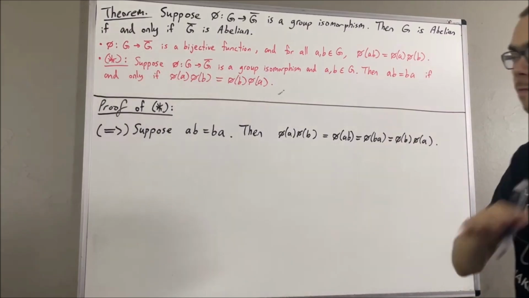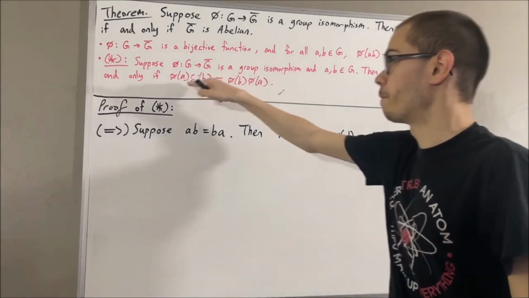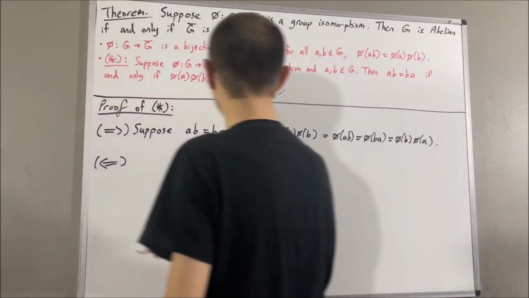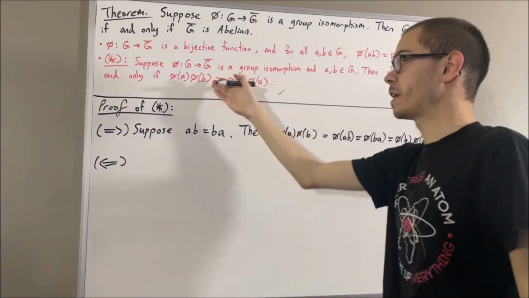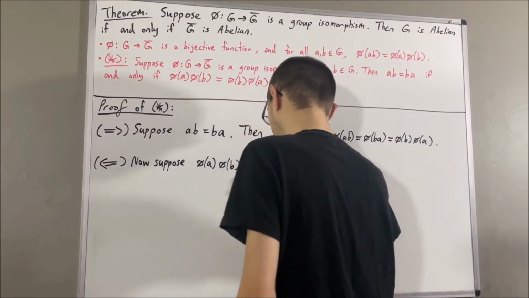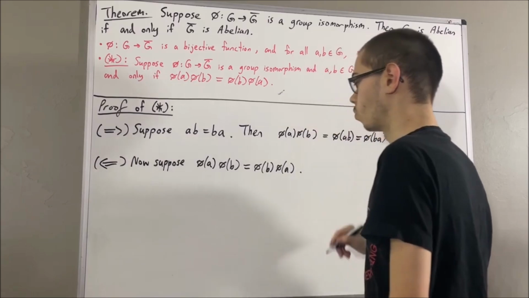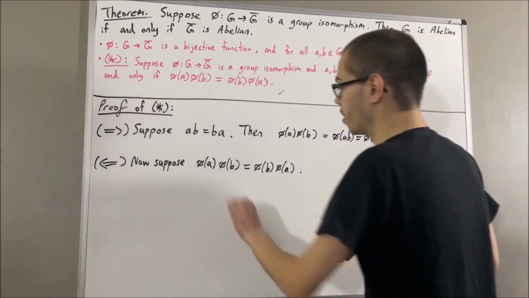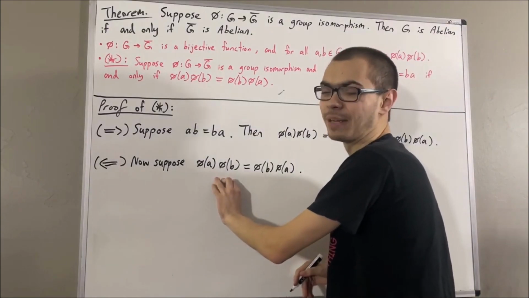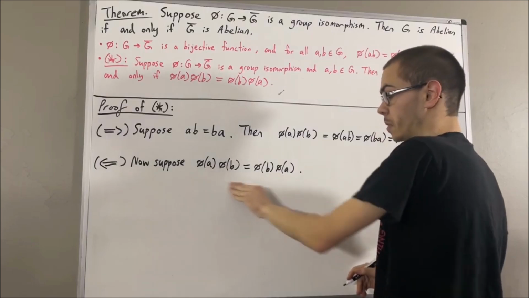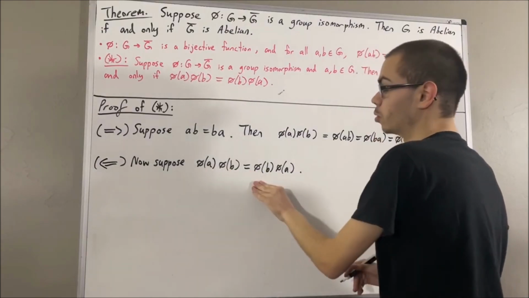Now let's prove the converse. We're going to prove if phi of A and phi of B commute, then A and B commute. And to prove that direction, suppose phi of A and phi of B commute. Well, let's note, since phi preserves the group operation, the left-hand side must be equal to phi of AB. The right-hand side must be equal to phi of BA. So this tells us that phi of AB is equal to phi of BA.